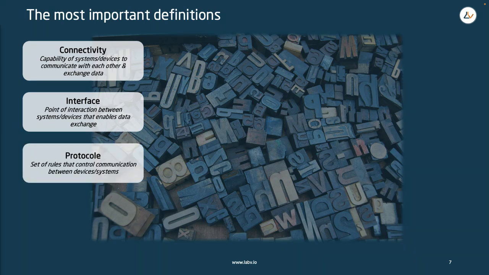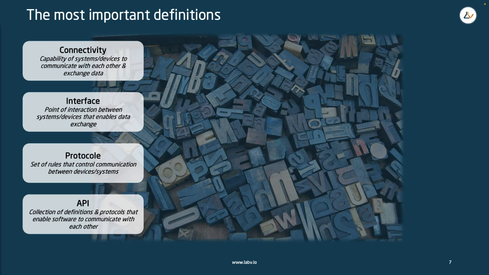A protocol is a set of rules that control the communication between the systems, and the API is a collection of definitions and protocols that enable software to communicate with each other. So here it's more the communication, not from system to machine, but more from software to software.